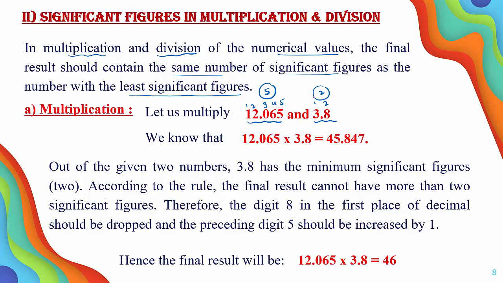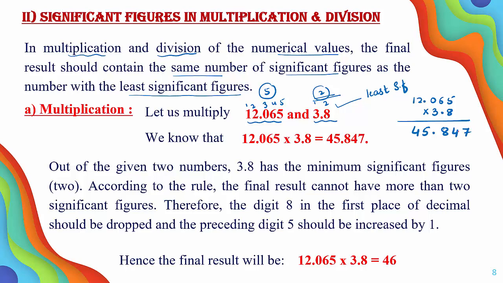Then which number has the least significant figures? 3.8. So in the final result, the number should have only 2 digits. Is it clear? Now let us multiply these two numbers: 12.065 multiplied by 3.8. We will get the answer 45.847.